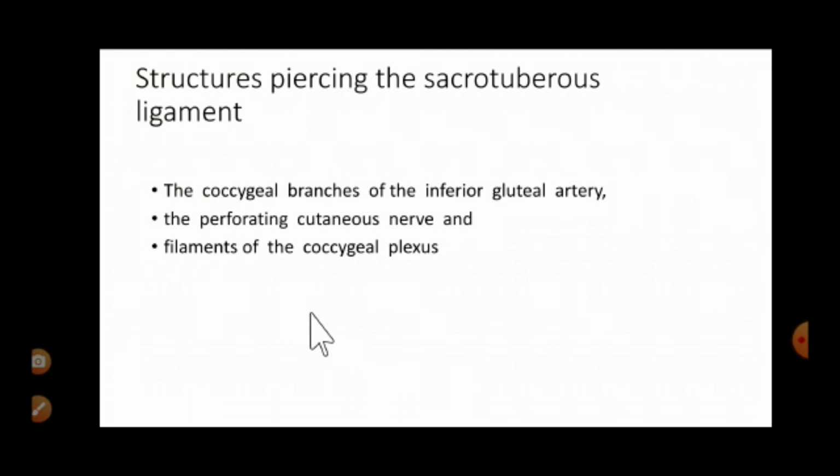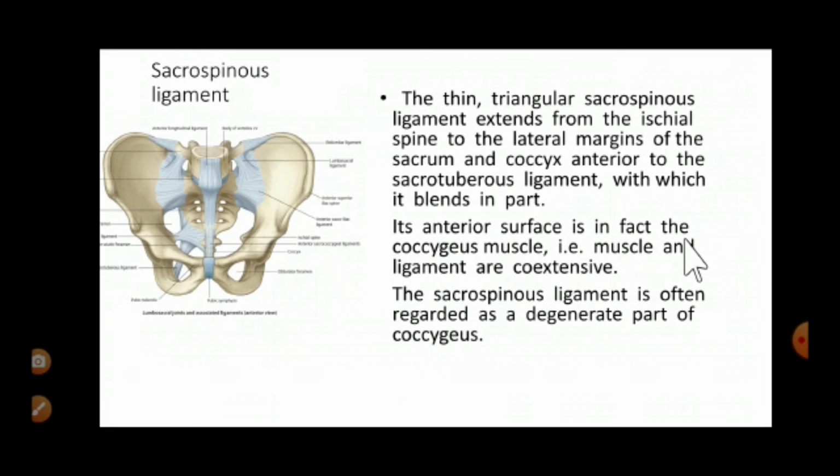Now there are some structures which are piercing the sacrotuberous ligament, and those are the coccygeal branches of the inferior gluteal artery, the perforating cutaneous nerve, and filaments of the coccygeal plexus.